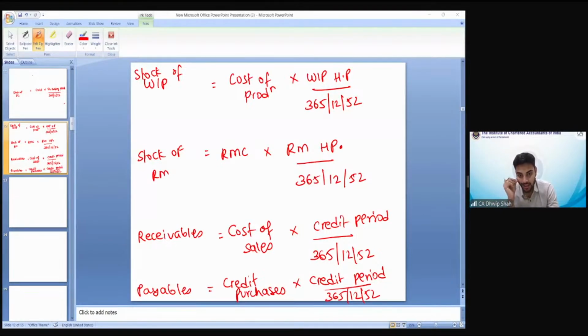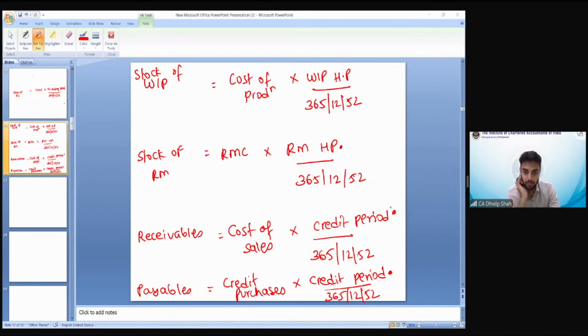Credit allowed by creditors is 2 months. Means this is my credit given by my suppliers, this one by the creditors. And credit allowed to my customers is 3 months. So this 3 months is the debtors' credit period. The credit that I give to my customers or debtors holding period. You can term it as debtors holding period as well for your easy convenience. And credit by suppliers, you can term it as creditors holding period.